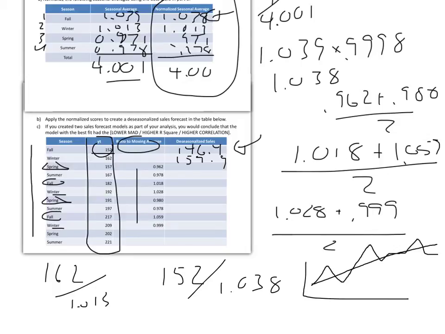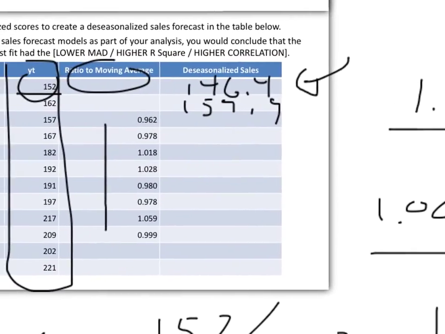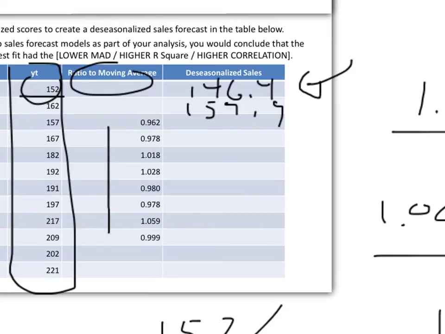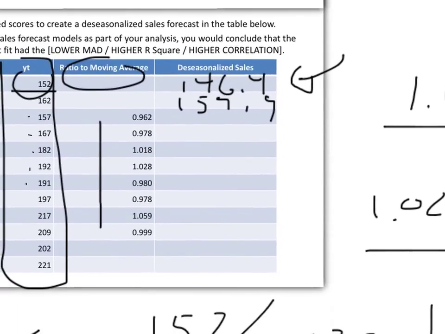If I make this a little bit larger, it might make it easier for you to read what I'm putting in here, but I'm just going to repeat that operation. Divide each of these values here by their respective normalized season average, up above from this table right here, and fill in that column.